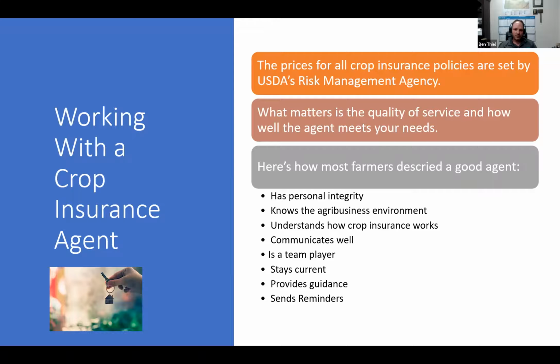On the slide, I list a few things from where farmers were polled on how they describe a good agent. They know the agribusiness environment, which means they know your crop and how it's produced. They know the inputs, they know the diseases, they know the pests, things that would be considered good farming practices to produce the crop, and also how to harvest the crop and market the crop. So they have a general understanding of their area and of the crops produced in the area.